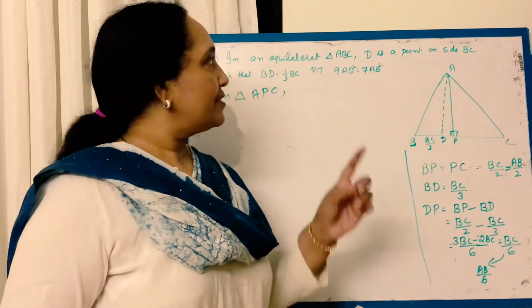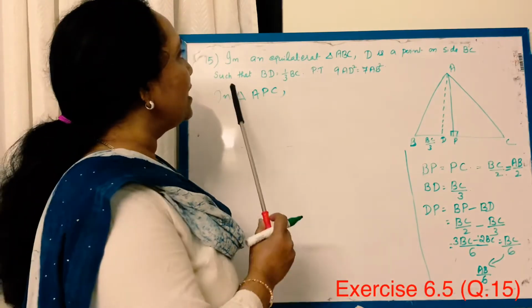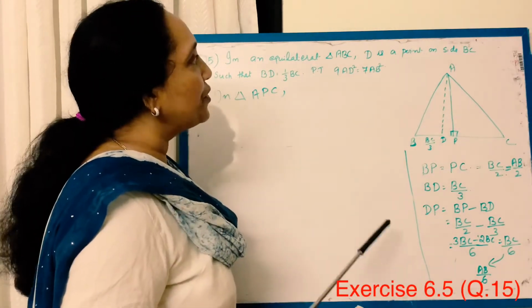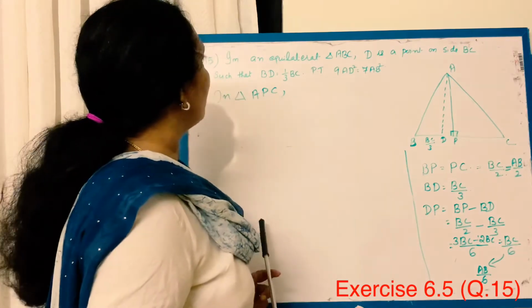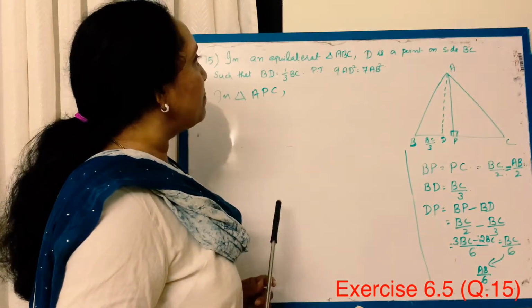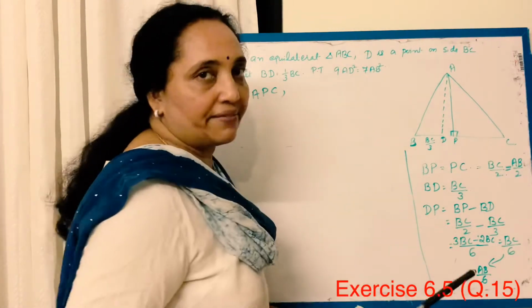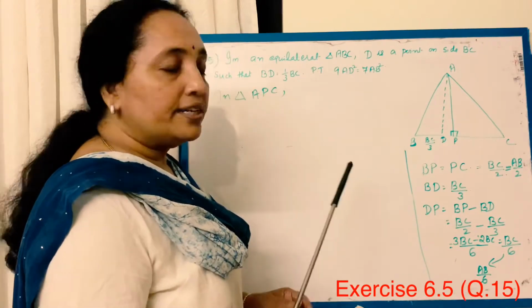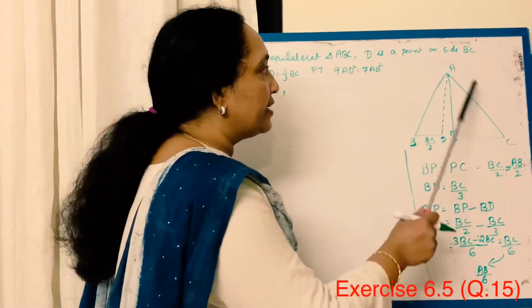Question number 15. In an equilateral triangle ABC, D is a point on the side BC such that BD is equal to 1 by 3 BC. Prove that 9 AD square is equal to 7 AB square. According to the question, I have drawn the figure here.